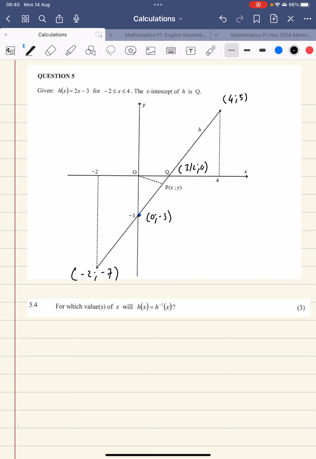It's to find the inverse function, h inverse of x, and then to set h inverse of x equal to h of x. So we know that h of x is equal to 2x minus 3, that is given. So I'm going to try and find h inverse of x.